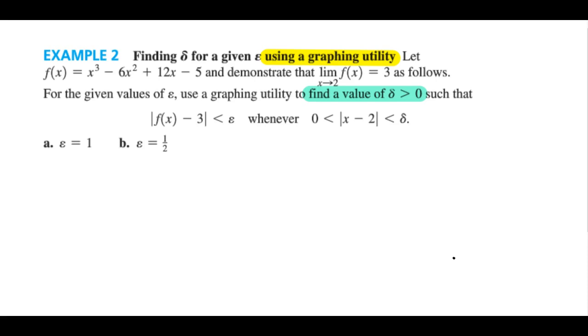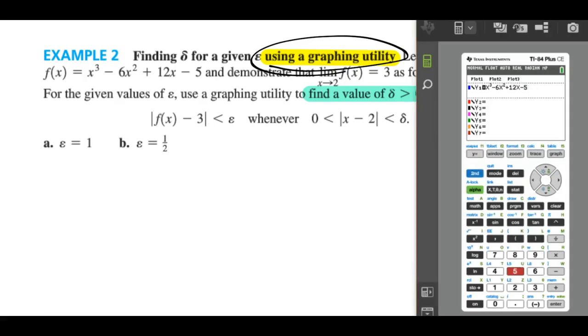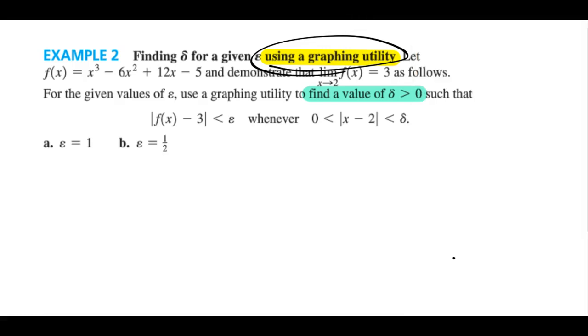In this next example, we're actually going to pull out our graphing calculator, and they don't give you a graph, so we're going to see if we can just do this on our graphing calculator together. When we pull out our calculator, we'll type in this function x cubed minus 6x squared plus 12x minus 5. I'm going to zoom 6 it to see this, and notice that they want epsilon to be 1 in the first part A. So I need all the values of y that's 1 unit away from 3.